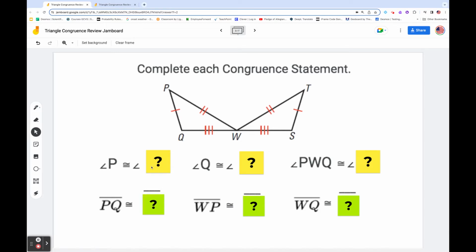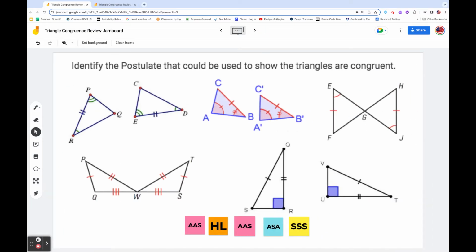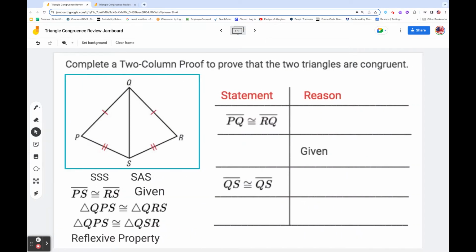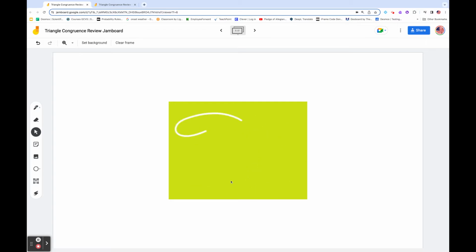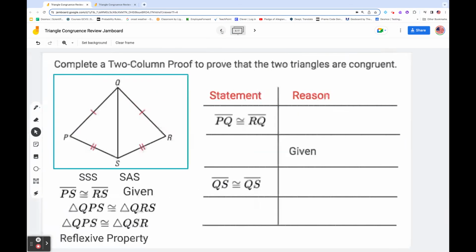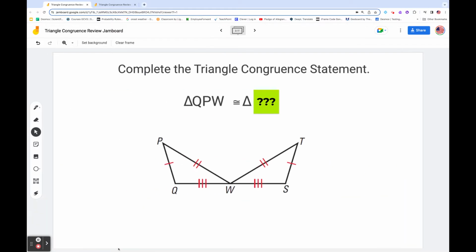Here, you're identifying corresponding parts of these congruent triangles. On frame number 4, you'll be matching congruence postulates with a pair of triangles that matches the postulate. Frames 5 and 6, you are completing a 2-column proof. And to complete that 2-column proof, you can drag and drop these ideas onto your graphic organizer. When you get to frame number 7, you'll be ready to check your answers against ours. Go ahead and begin now and pause the video. Come back when you're ready.